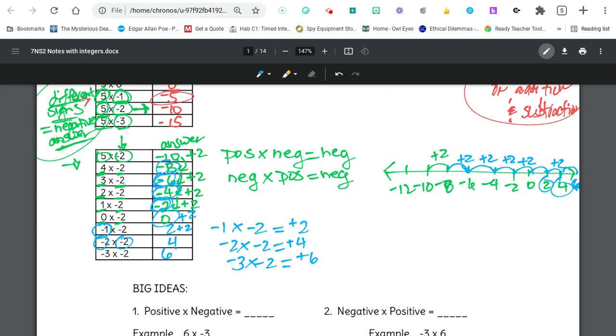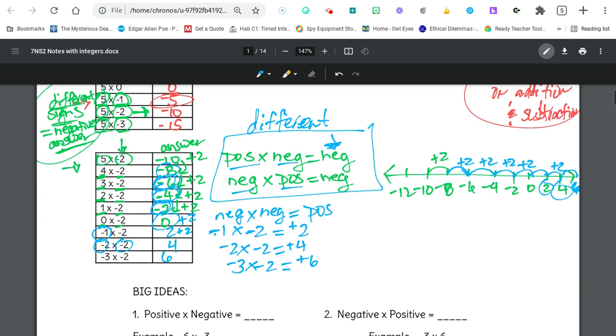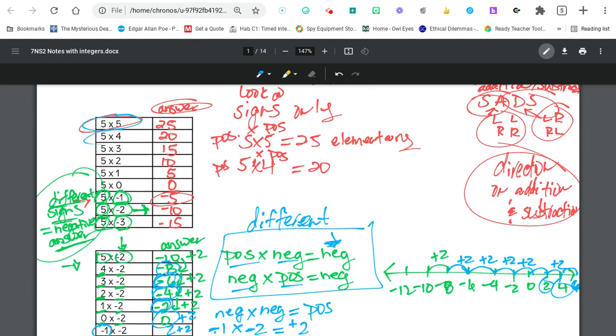Okay, so let's keep in mind, guys, what the signs are. Let's get the signs. Okay, here the signs were different. A positive times a negative or a negative times a positive, I got a negative, okay? But let's look at this. This is a negative, and that's a negative. Here, I got a negative times a negative equals a positive. And let's go back to elementary math. Elementary math was like 5 times 5, or 5 times 4, or 5 times 3. A positive times a positive equals a positive.